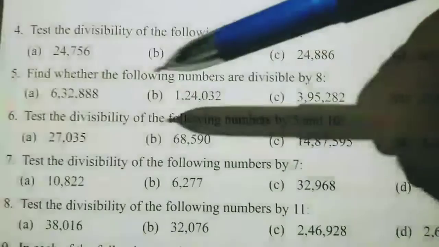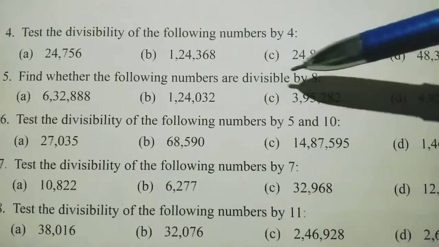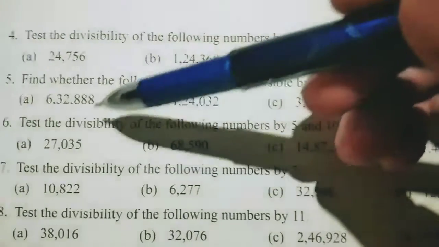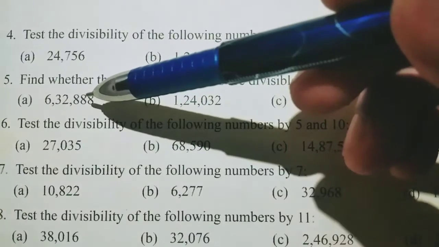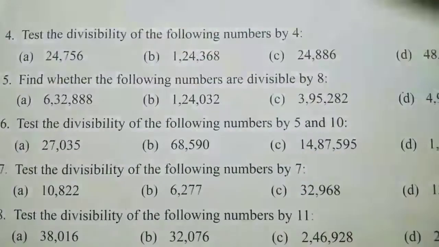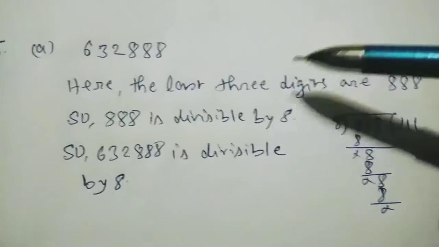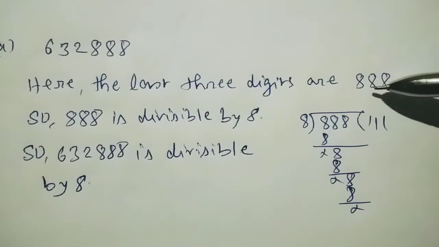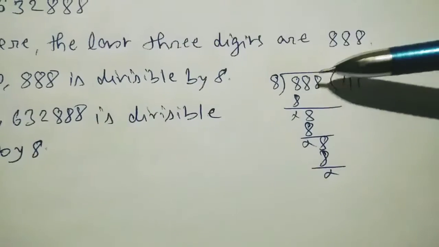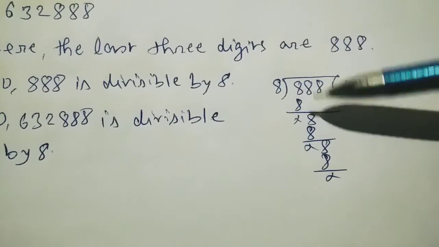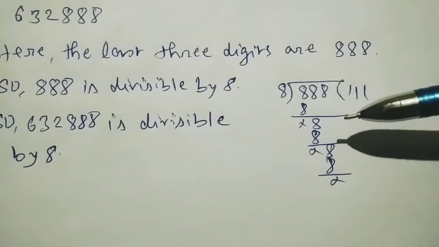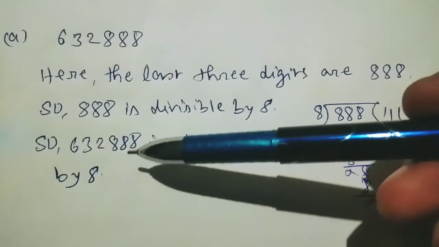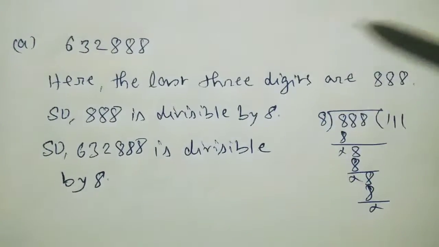Understood? Now next, question number 5. Find whether the following numbers are divisible by 8. To test divisibility by 8, we have to check whether the last 3 digits are divisible by 8 or not. So A number, 632888. Here in question 5 number A, 632888, the last 3 digits are 888. So you have to divide this number by 8. So 8 1 is 8, 8 1 is 8, 8 1 is 8. That means it is completely dividing. So 888 is divisible by 8. So therefore 632888 is divisible by 8.